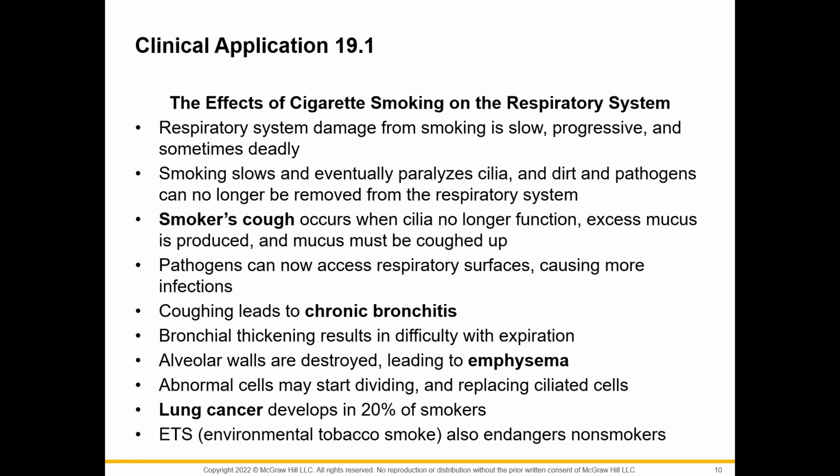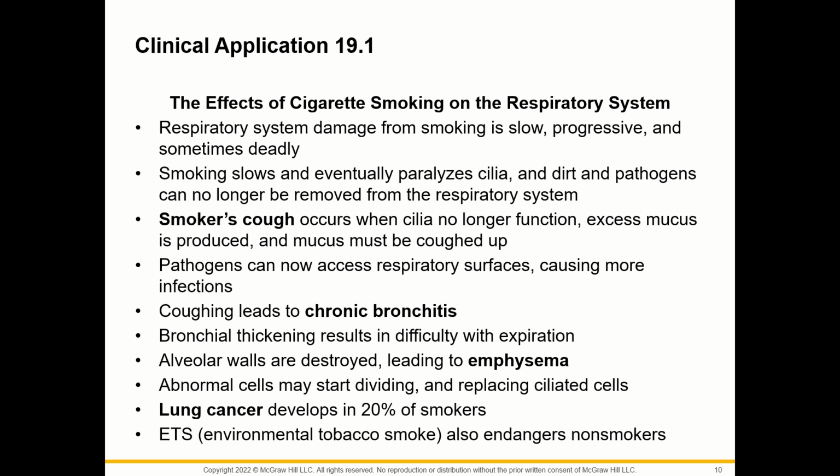Okay, here's our plug for don't smoke, right? So the effects of cigarette smoking on the respiratory system. Respiratory system damage from smoking is slow, progressive, and sometimes deadly. Smoking slows and eventually paralyzes the cilia. Dirt and pathogens can no longer be removed from the respiratory system, and this is what causes smoker's cough. So smoker's cough occurs when cilia no longer function, excess mucus is produced, and the mucus must be coughed up. Blech. Pathogens can now access the respiratory surfaces, causing more infections.